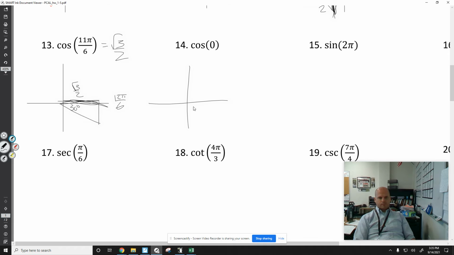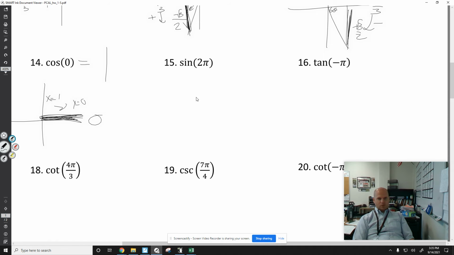Cosine of 0. It's not 0. Because if I'm going to the angle of 0, I'm going to the right. I go to the right 1. My x distance is 1. My y distance is 0. I'm not going up or down at all. Cosine, adjacent, x, 1.